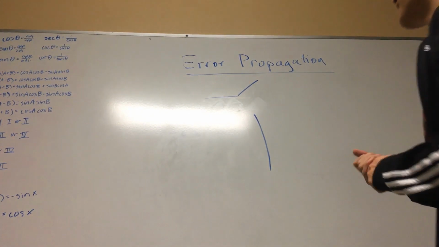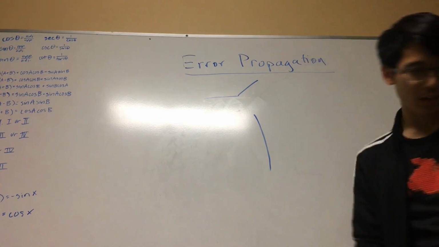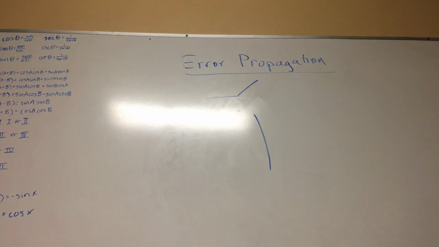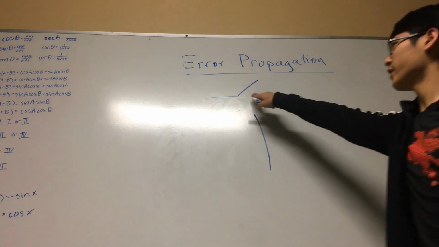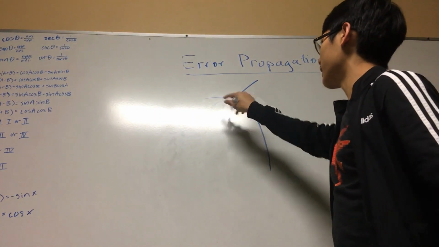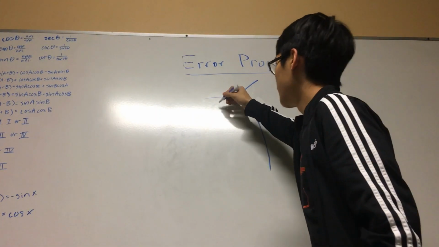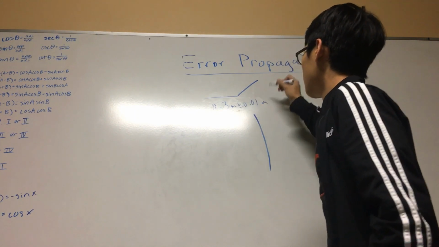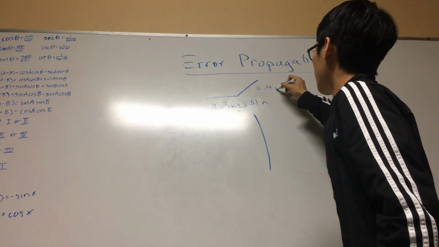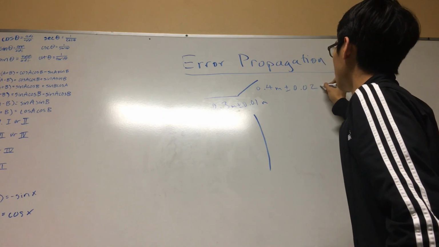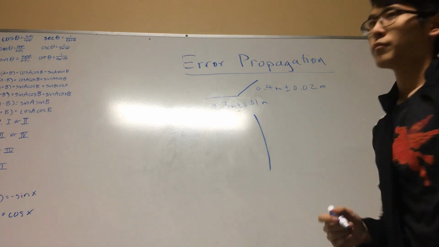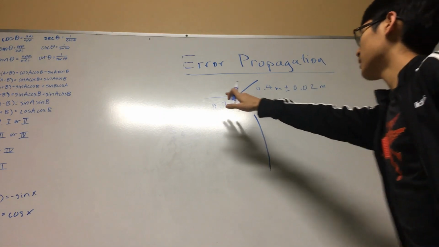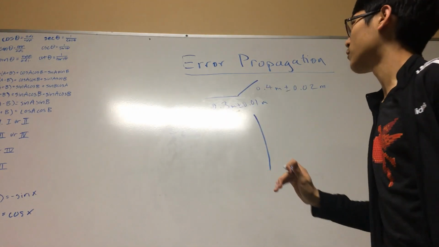Alright, so again, we're talking about error propagation. The basic premise is that in real life, when you're measuring things, you never know exactly how long something is. Say this is 0.3 meters plus or minus 0.01 meters, and this is 0.4 meters plus or minus 0.02 meters. Then you want to see what the length of these segments is together. You want to perform some operation.